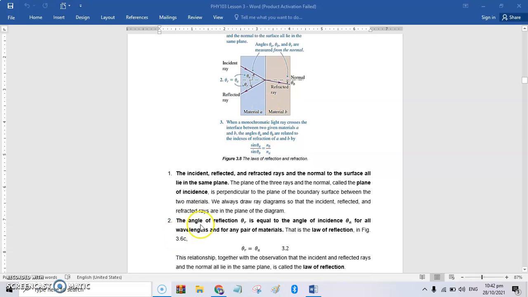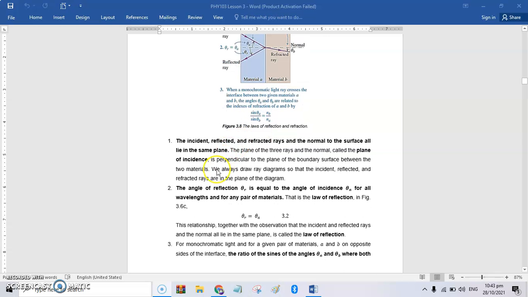Okay? Next, the angle of reflection, theta r, is equal to the angle of incidence, theta a, for all wavelengths and for any pair of materials. That is the law of reflection. So the law of reflection always has the same angle. Angle na incident ray from this normal line, theta a, is equal to theta r. This relationship, together with the observation that the incident and reflected rays and the normal all lie in the same plane, is called the law of reflection.